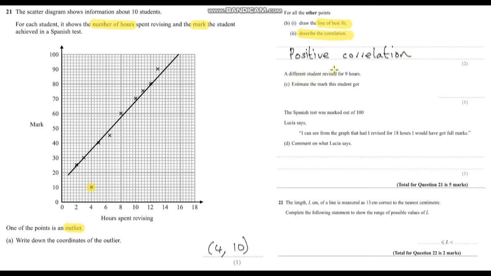Okay, part C. So a different student revised for 9 hours. Estimate the mark this student got. So they revised for 9 hours. So we go along to 9, which is here. That's 9. And what we do is we go up to the line and then read along the mark. So again, I'm going to get my line tool out for this. So I'm going to go straight up like that. And now I'm going to go along.